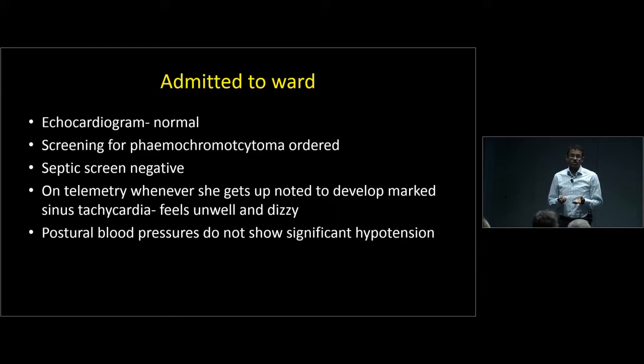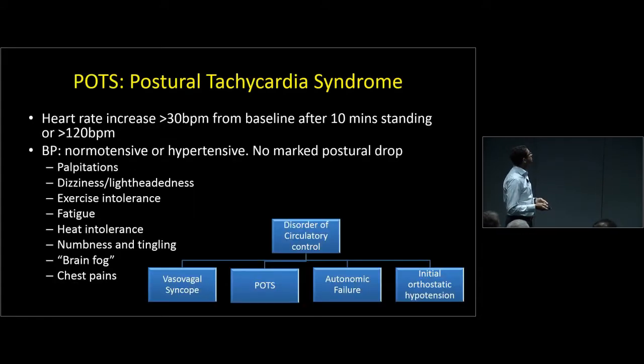Postural blood pressures are very important. Generally, postural tachycardia syndrome patients should not be hypotensive. They're usually normotensive or hypertensive, along with the tachycardia. So this is kind of my schema for POTS: a heart rate rise of 20 to 30 beats per minute over baseline on standing, or sustained for more than 120 beats per minute, and it needs to be sustained, so it's not just the initial rise. You've got to stand these patients for at least 5 minutes and see what happens over that time.